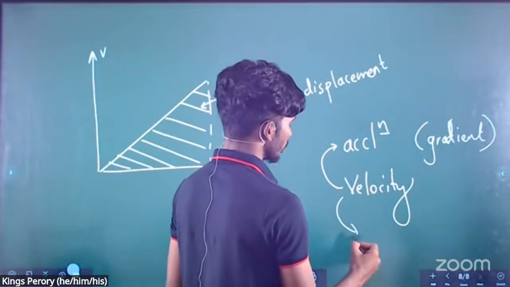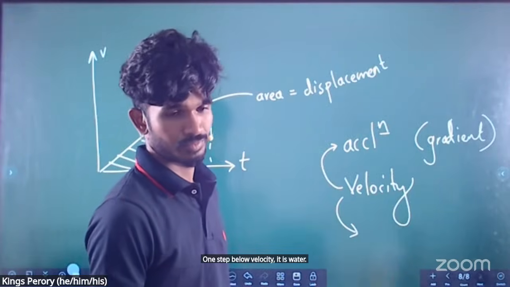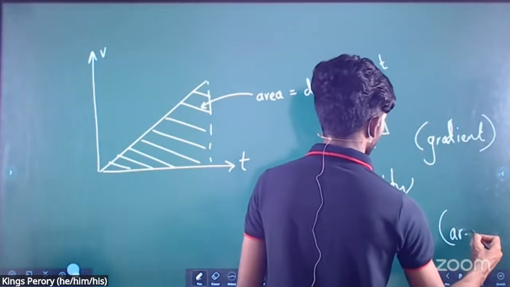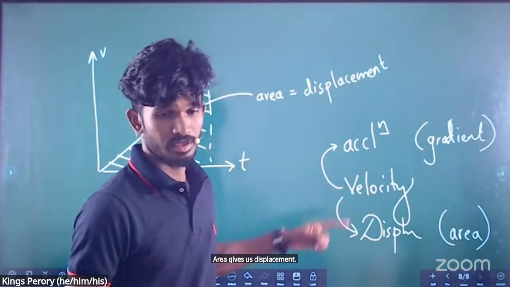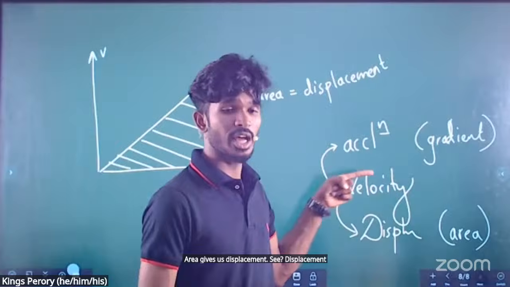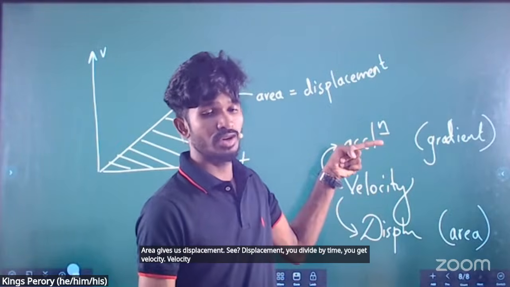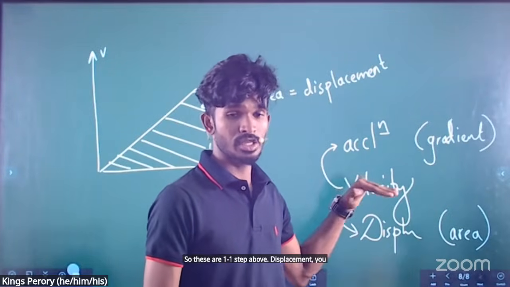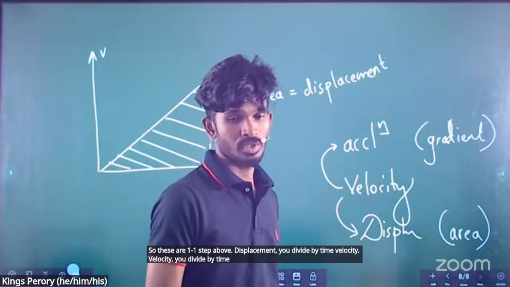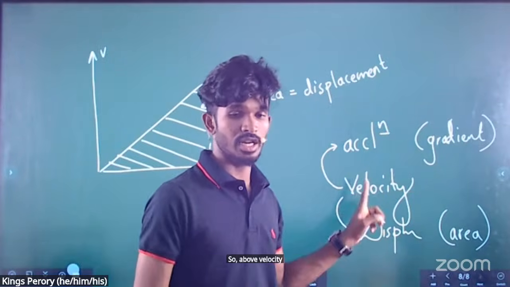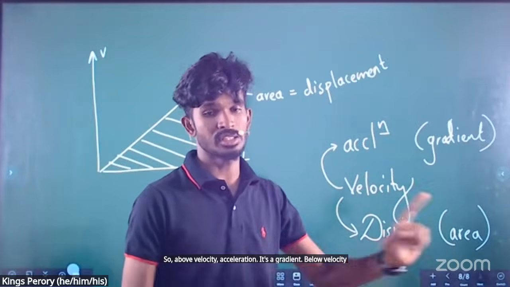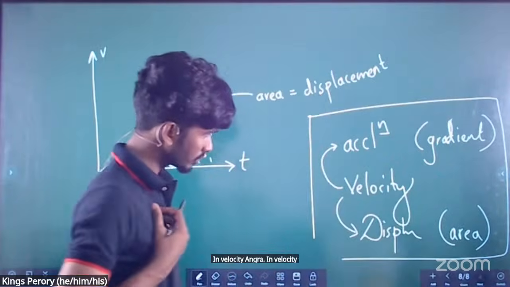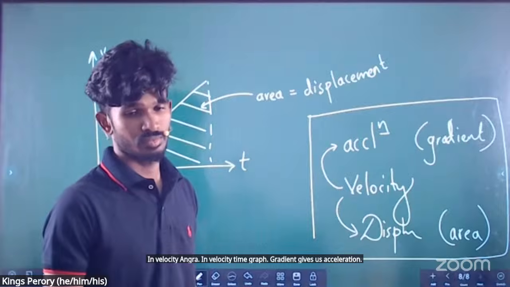One step below velocity, it is what? Displacement. Area gives us displacement. See? Displacement, you divide by time, you get velocity. Velocity, you divide by time, you get acceleration. So these are one step above. Above velocity, acceleration, it's the gradient. Below velocity, displacement, it's the area. Simply memorize it like that. In a velocity time graph, gradient gives us acceleration. Area gives us displacement.